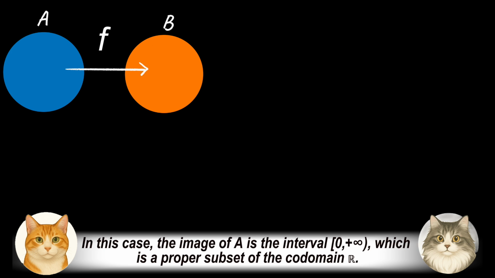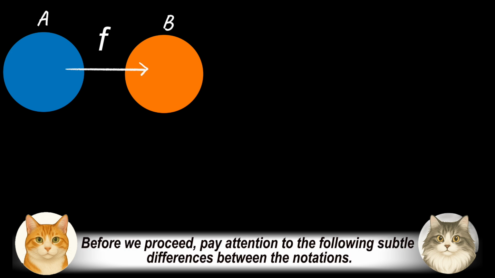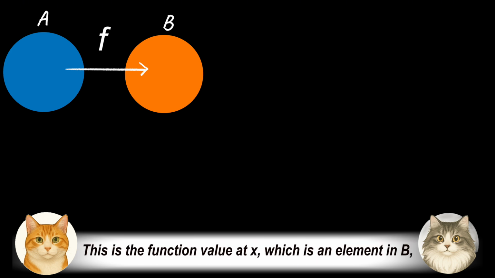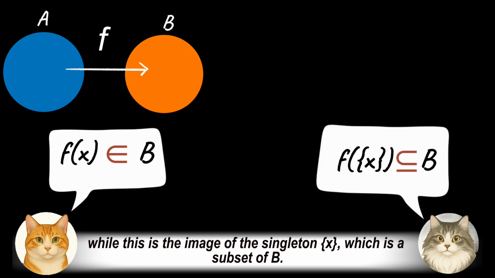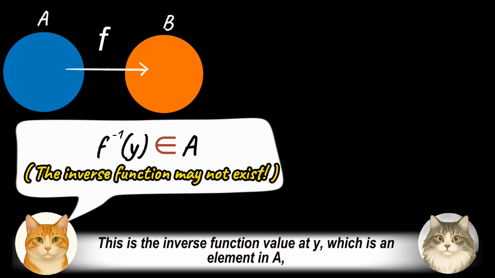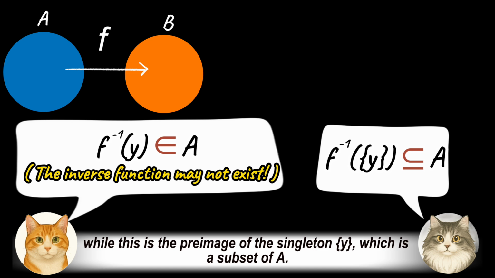Before we proceed, pay attention to the following subtle differences between the notations. This is the function value at x, which is an element in B, while this is the image of the singleton {x}, which is a subset of B. This is the inverse function value at y, which is an element in A, while this is the preimage of the singleton {y}, which is a subset of A.